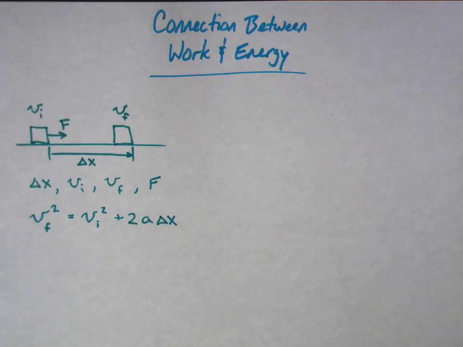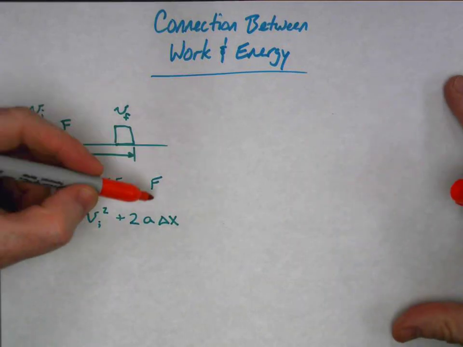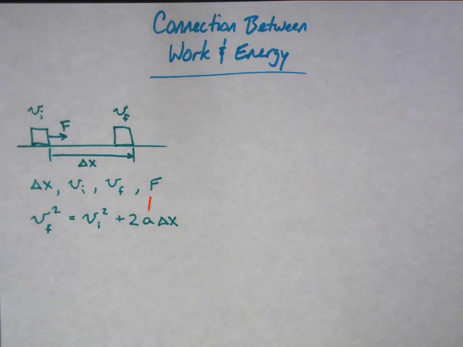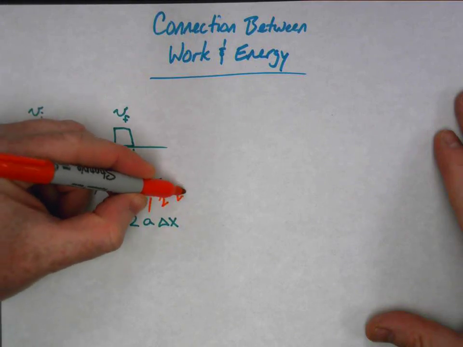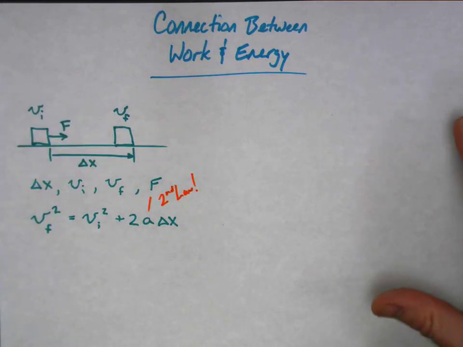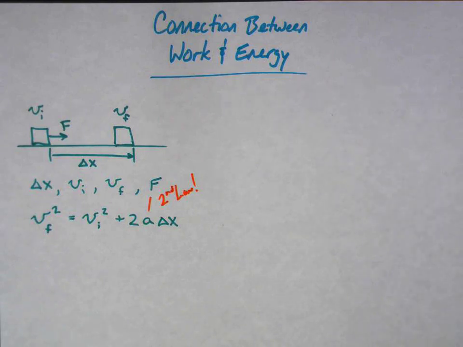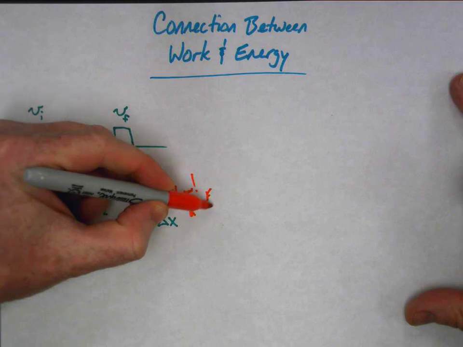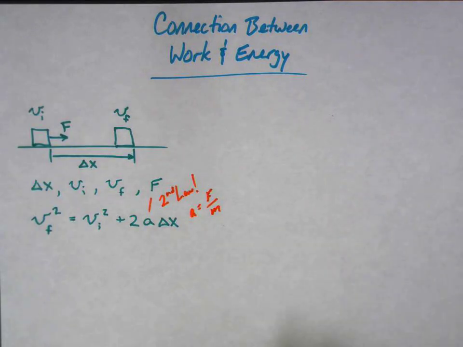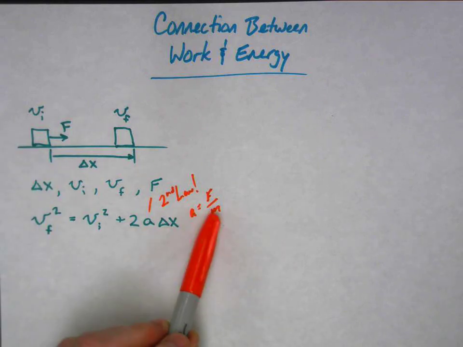So what do I do? Oh, I remember something. There's a connection. There's a link between force and acceleration, isn't there? Newton's second law, right? Newton's second law says that force equals mass times acceleration, or if I rearrange that, acceleration equals force divided by mass. Okay. Does that object have some mass? Yes, it does. Are we applying a force to it? Yes, we are. So we have that going on.